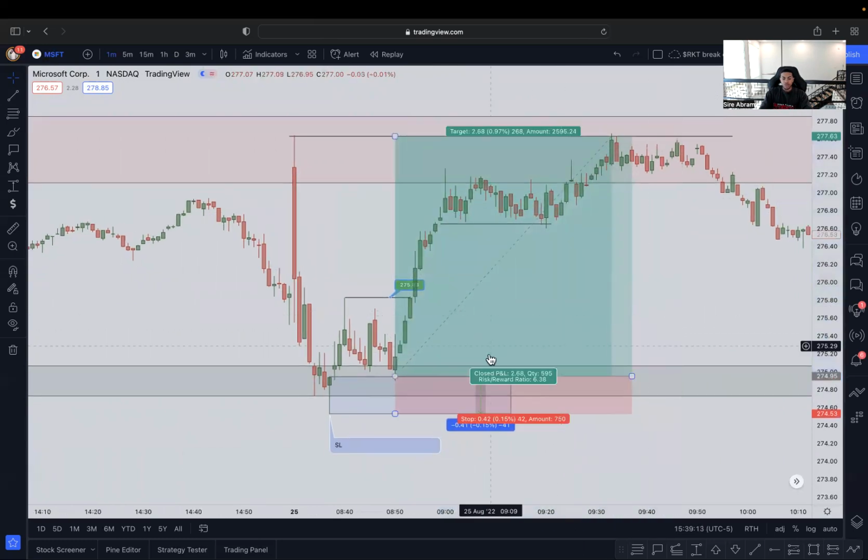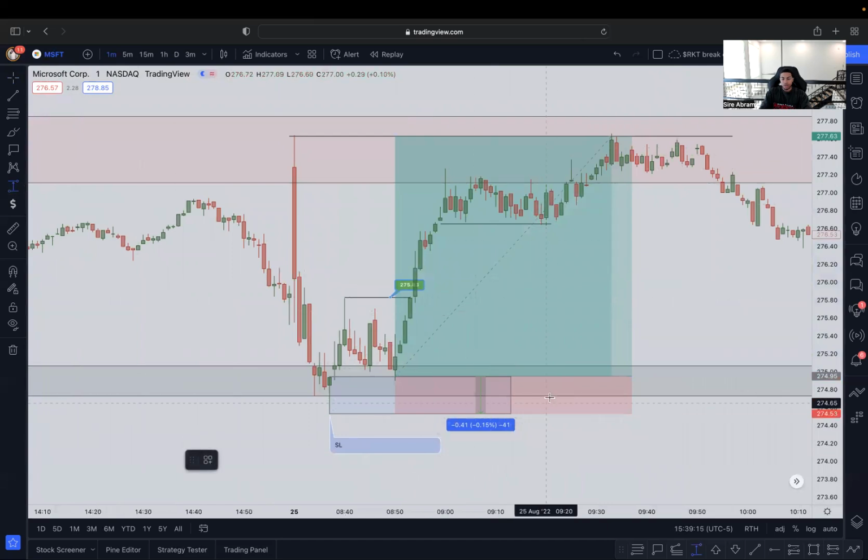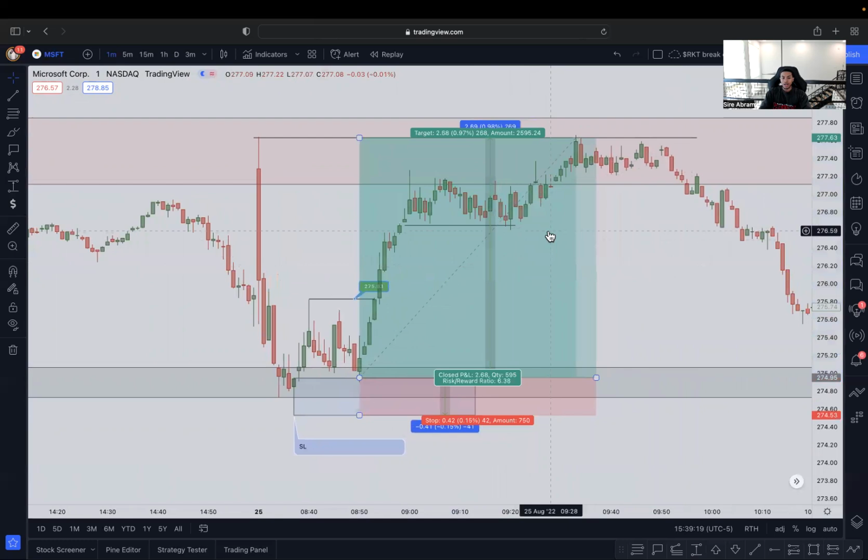And all we did is just risk 41 cents to capture a $2.69 move to the upside, right? So that's a pretty good risk to reward. So if we took this trade 10 times and we lost 6 and won 4, guess what? We're still going to come out in profit. And that is the whole goal when it comes to trading.